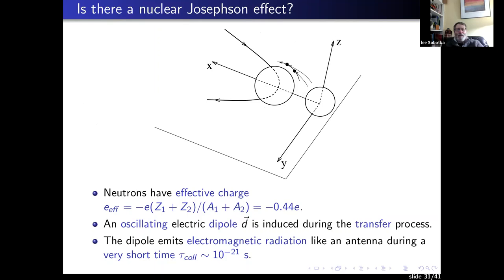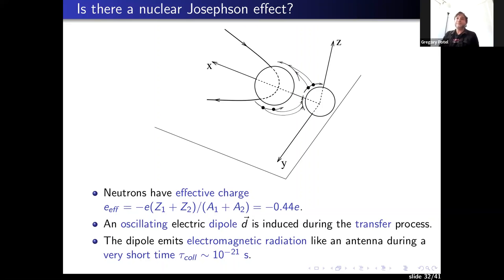Sorry, are they in time reverse conjugate orbits or not? Yes, they are. Those are Cooper pairs that have been transmitted from the tin. I know where you're getting at. So it would have been nicer to draw them in a different way. Yes, so those are Cooper pairs being transferred.